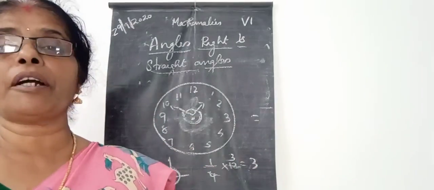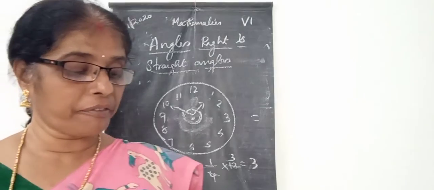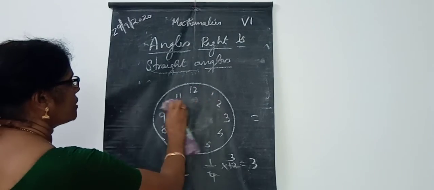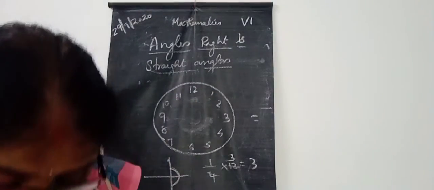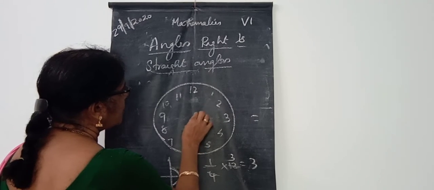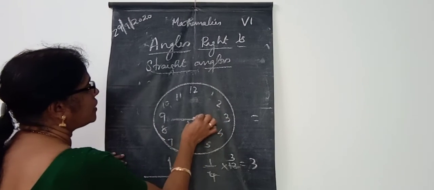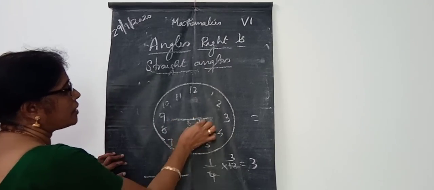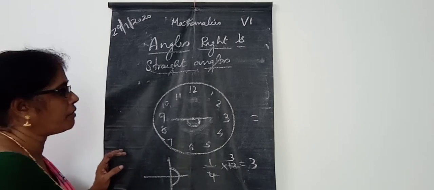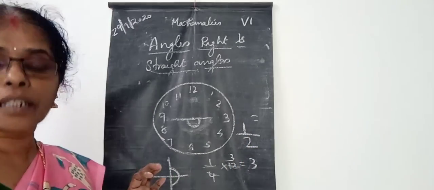And here exercise 5.2: what fraction of a clockwise revolution does the hour hand of a clock turn through when it goes from, first one, 3 to 9? Look here, 3 to 9 means half of the revolution, isn't it? 3 here and here, that is half of the revolution, a straight angle. Then we want to write it as a fraction. Half portion, so the fraction is 1 by 2.